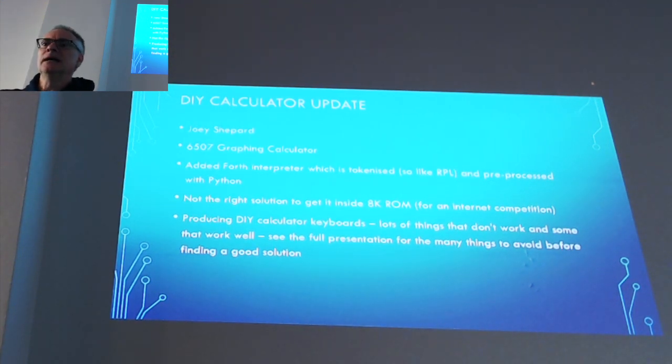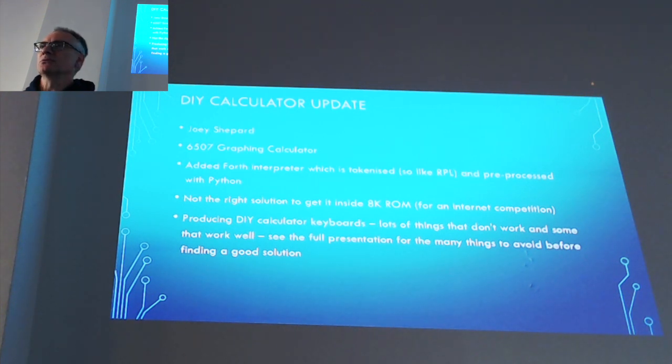Yeah. He's been working on a 6507 based graphing calculator. It's not production or anything like that. He added a fourth interpreter. He was taking part in some internet competition about 6502s. 6502 keeps cropping up, where you were limited to 8K of ROM, or 8K of RAM or whatever. So he was trying to get it all in there in 8K, which, as you can imagine, is quite difficult.